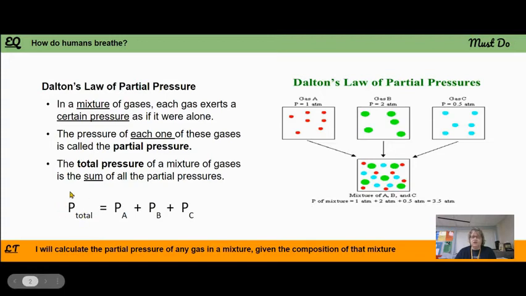I get the total pressure. Okay, so in my example here, I have 1 atmosphere of the reds, 2 atmospheres of the greens, and a half of an atmosphere of the blues. When I put them together, the total pressure inside this box is 1 atmosphere plus 2 atmospheres plus a half an atmosphere. So we end up with 3.5 atmospheres of pressure.